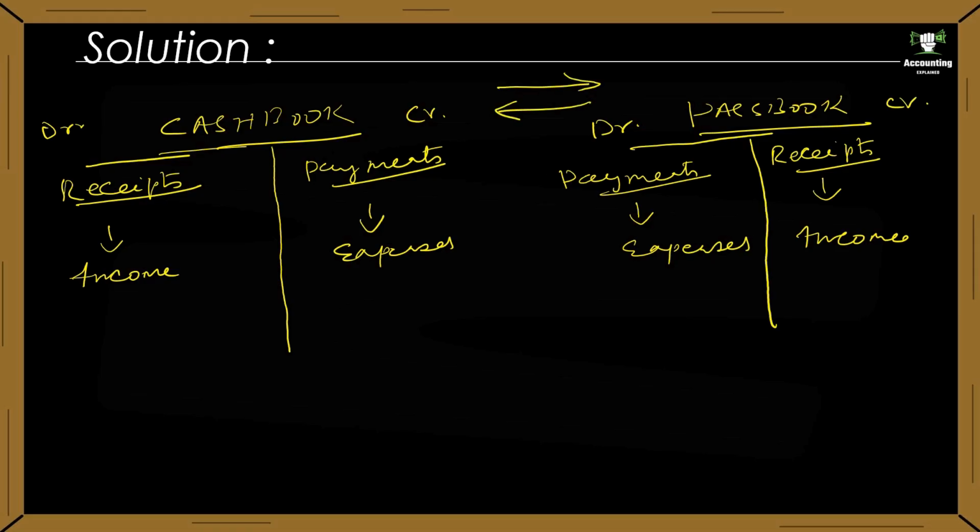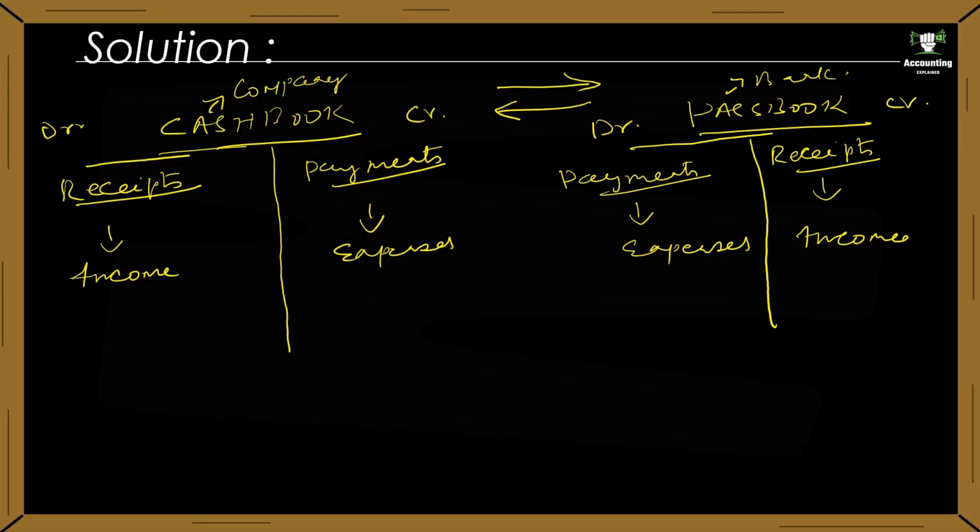If we debit in the cash book, it will be credited in the passbook, and similarly vice versa. You have to understand one main difference. Cash book is prepared by us, by the company or any organization, whereas passbook is prepared by the bank, where we have opened the account or where we are maintaining the account.